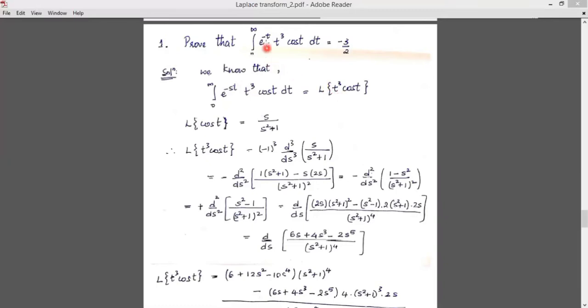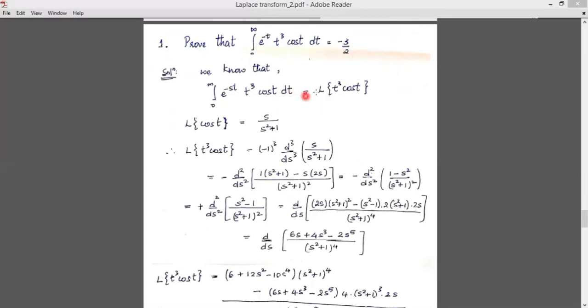So don't think that s is missing here. It is e^(-t). In place of s, I am having 1 here. What we'll do here is, we'll find the Laplace transform of t^3 cos t, and then in place of s, we'll be substituting 1. And we should prove that the thing is -3/2.